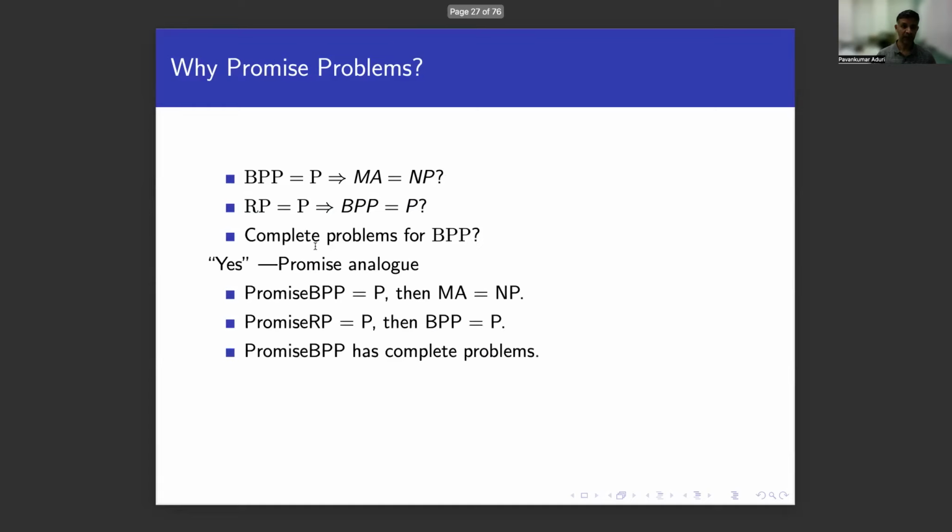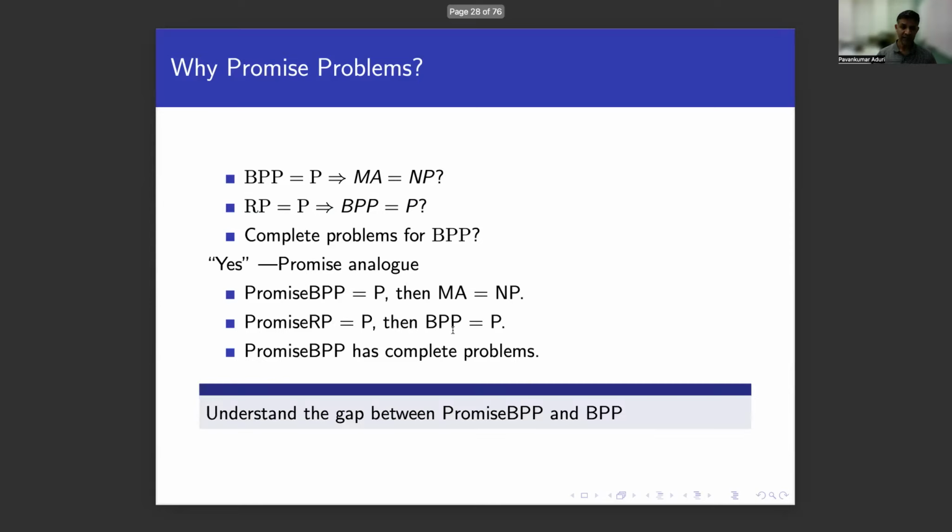But if you look at the promise analogs of these problems, we know affirmative answers. So for example, we know that if promise BPP equals P, then MA can be derandomized to NP. And if promise RP equals P, then that's sufficient to derandomize BPP to P. And it can also be shown that promise BPP has complete problems. So this kind of suggests that understanding the gap between promise problems and their language counterparts is very interesting, and that will shed light on these questions for which we do not know the answers.